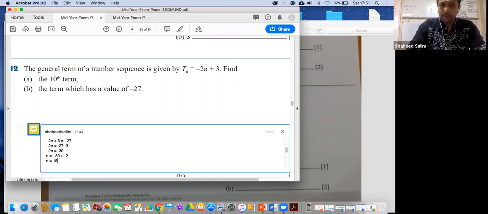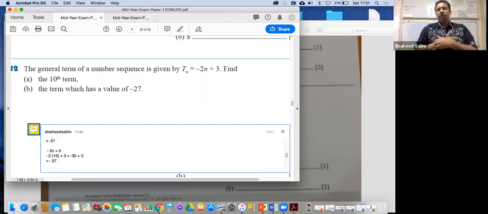Let us test, Edmund. We look down here, -2n plus 3. So let us test, -2 times 15 plus 3. -2 times 15 is -30. -30 plus 3: you owe $30, you have $3, and after paying the $3, you still owe $27. Correct? Okay, your answer is correct.